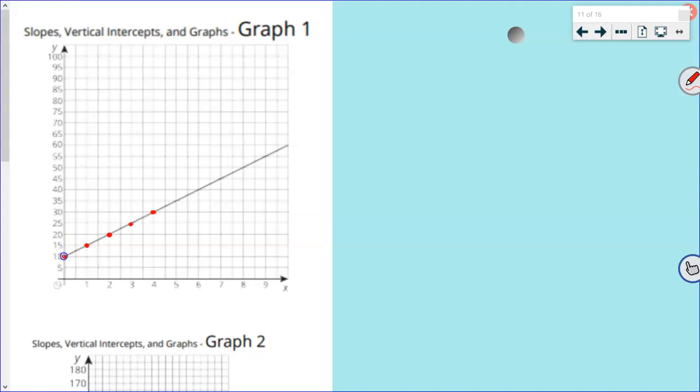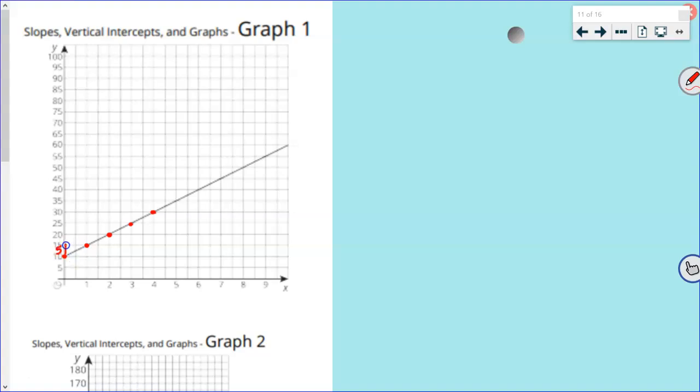We need to find the rise. So what's the rise? Nope, it is not up 1. Look again. Lainey, it is up 5. Why is it up 5 and not up 1? I went up 1 box. Because we're counting by 5. So when I'm going up 1 box, I'm going from 10 to 15, which means the rise is 5.